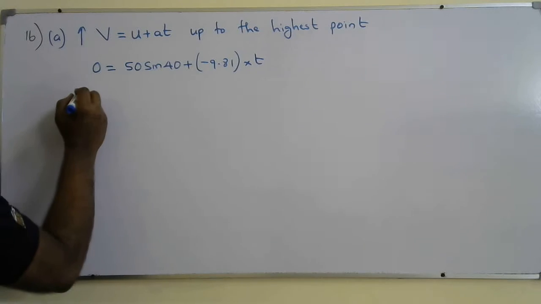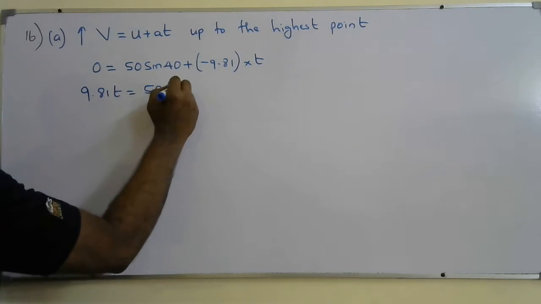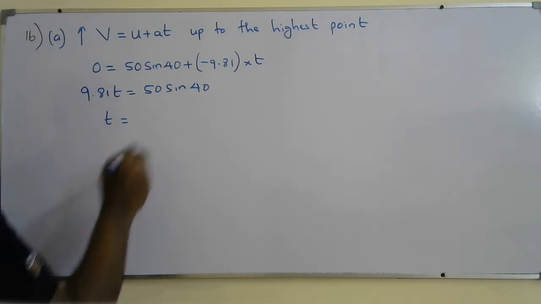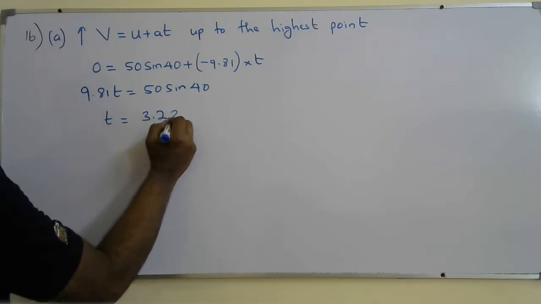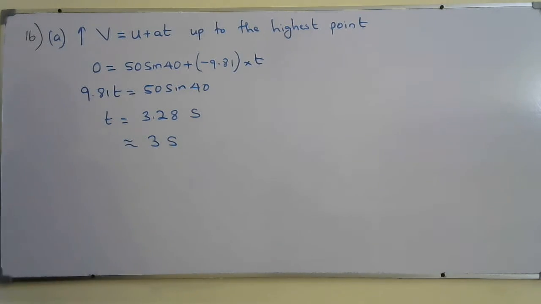So bring it to the left, 9.81 t equals 50 sine 40. Find the t, you will get 3.28 seconds, approximately 3 seconds.